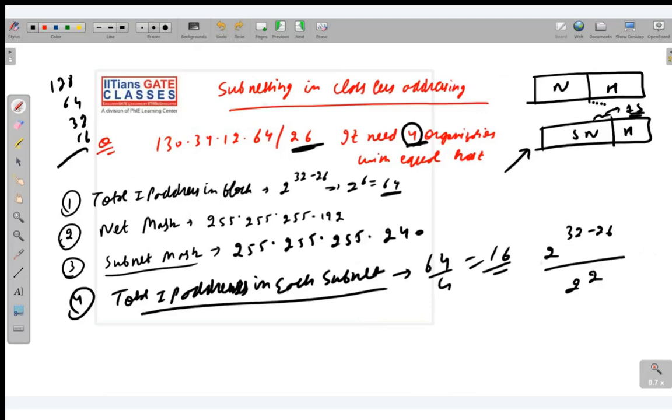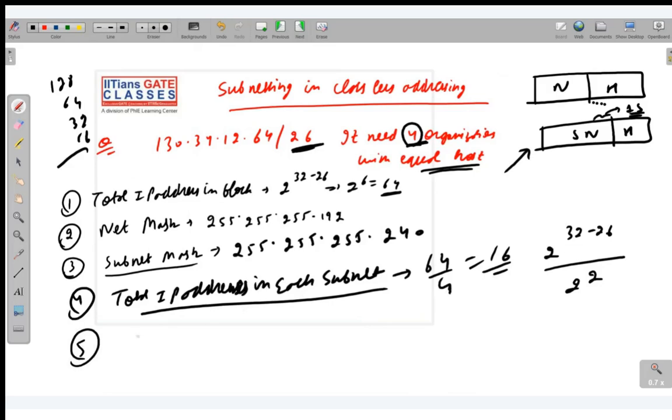And why do we divide by 4? Because each organization is having an equal number of hosts. So that's why we simply divide by 4 and get the answer. So 16 IP addresses are given to each subnet. Any doubt here? No, sir.